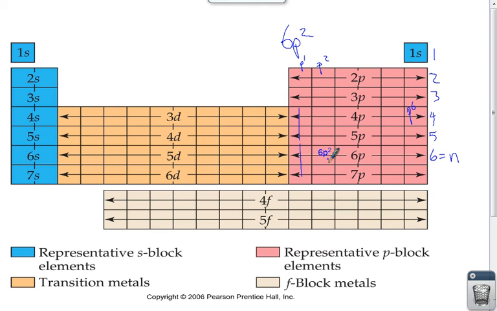And if we wanted to write its entire configuration, which would be really painful, we'd start with the 1s2. There can be 2 of them. Then we go to the 2s2, 2p6, 3s2. And I just keep going across. Now we're going to go through the 3p6. That line is done.